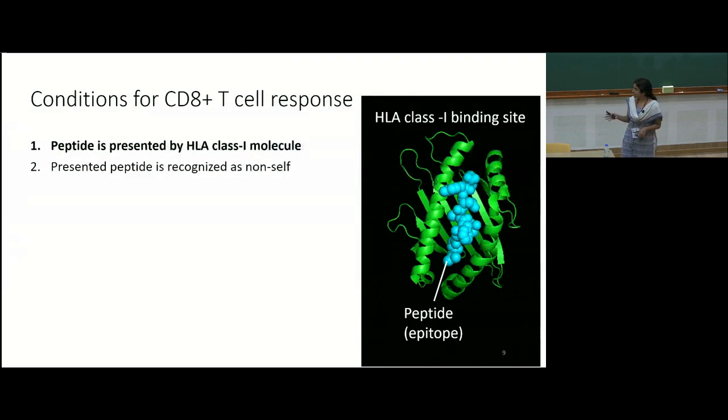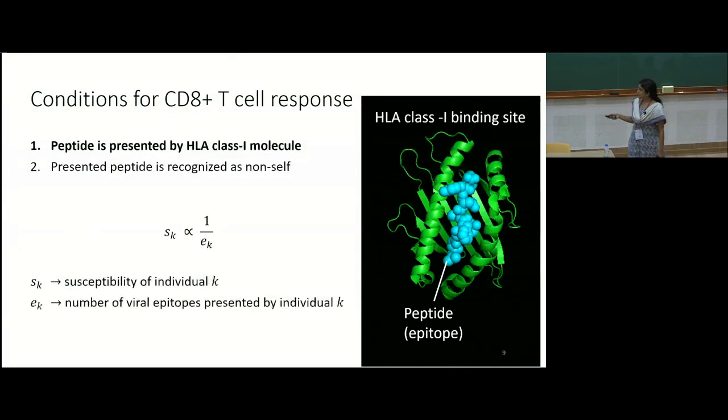On the other hand, if a person is able to present a large number of epitopes, it's extremely likely that the cytotoxic T cell will recognize one of those as a foreign epitope and mount a strong immune response. This leads us to this functional form, where the susceptibility of an individual K is inversely proportional to the number of epitopes that that individual presents.